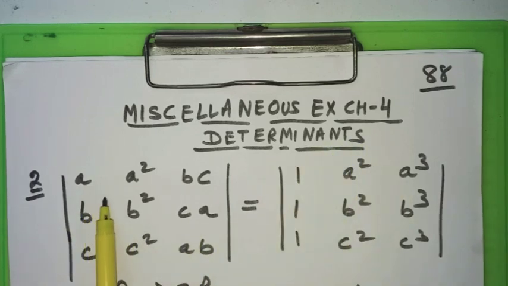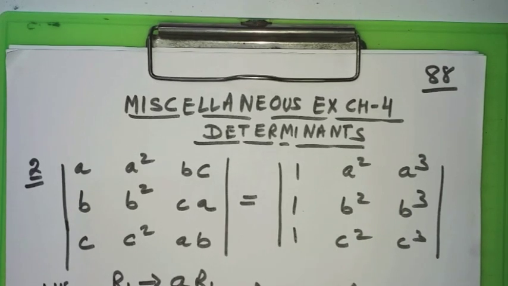You have to prove that determinant a square, bc, b square, c a, c square, ab is equal to determinant a square, 1, a cube; b square, 1, b cube; and c square, 1, c cube. So I have to work upon the determinant given to me on the left hand side.